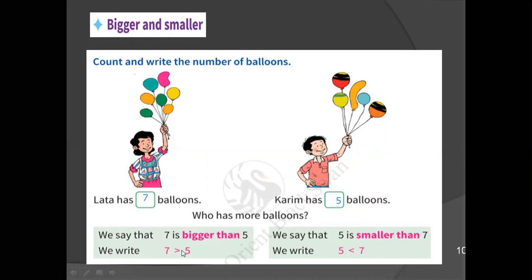Bigger number always will be this arrow mark, like the mouth will be on the bigger side. We say that 5 is smaller than 7. We write 5 is lesser than 7. See here, lesser means it will be the sharp edge. Bigger number means it will be open. Okay. So 5 is less than 7. Karim is having fewer balloons than Lata.